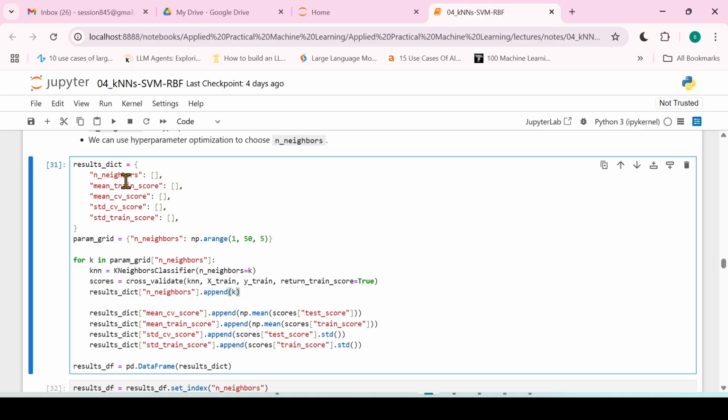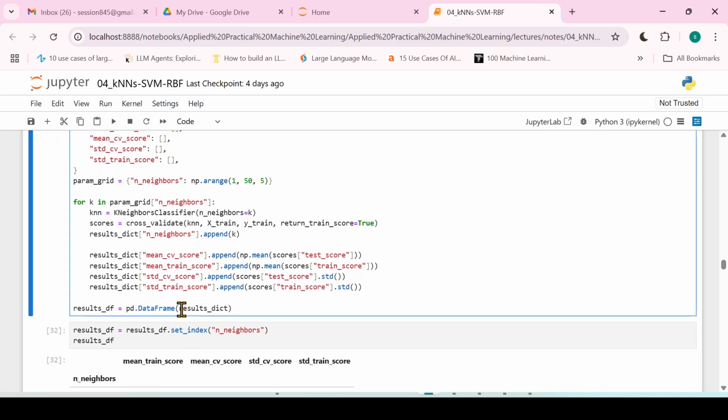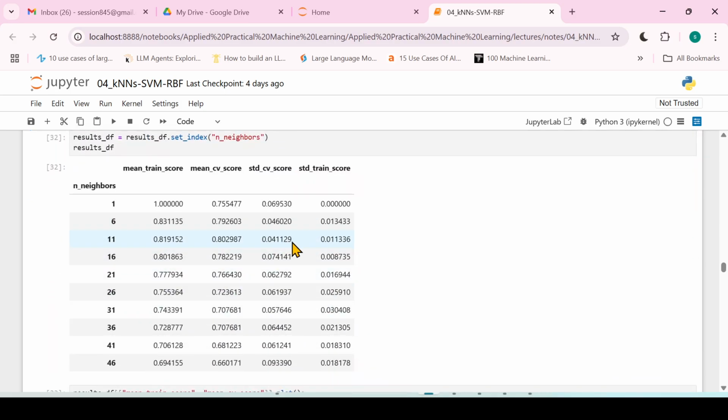So we are storing the n neighbor, the mean of train score, the mean of cross validation score, and all the data we have, right? We are also storing the standard deviation for both cross validation and train score. Now let's see the result. Here we can see our mean train score and our mean CV score. Basically we'll take the decision based on the mean of train score and the cross validation score only, and all these scores are with different n neighbors.